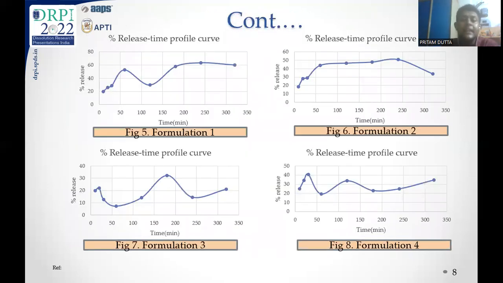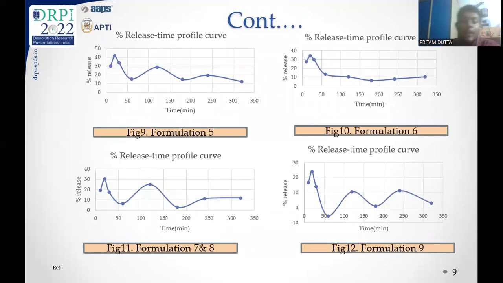So these are the time versus percentage release profile curves, where time is taken on the x-axis and percentage release on the y-axis. For the first 4 formulations, we found this type of curves. Now, for formulations number 5, 6, 7, 8, and 9, we also got the graphs. In this graph also, time is taken on the x-axis and maximum percentage release on the y-axis.